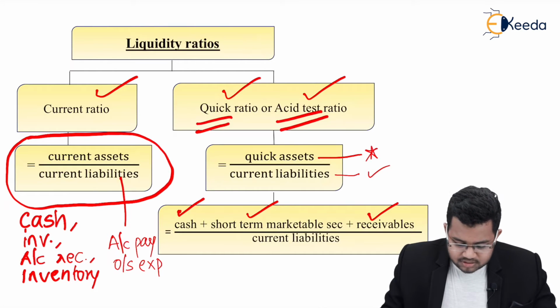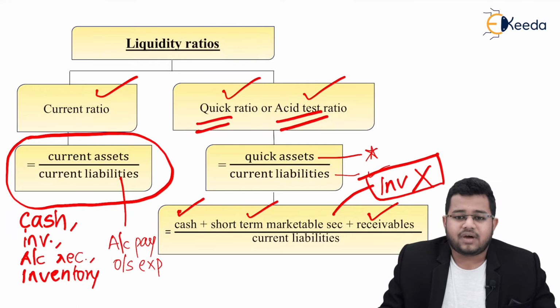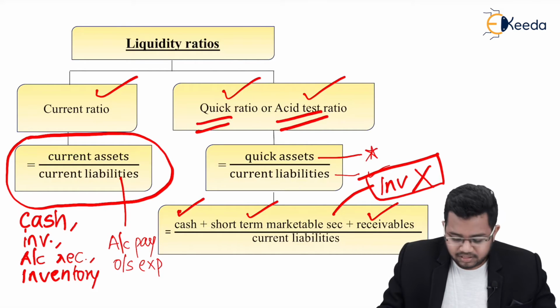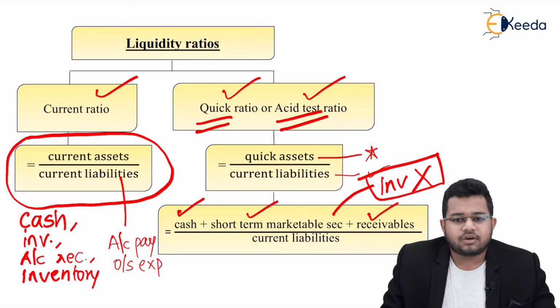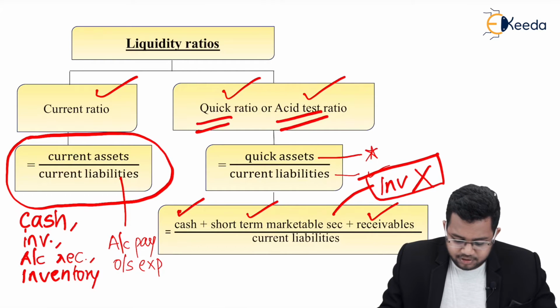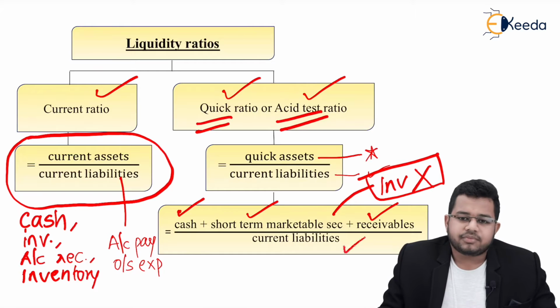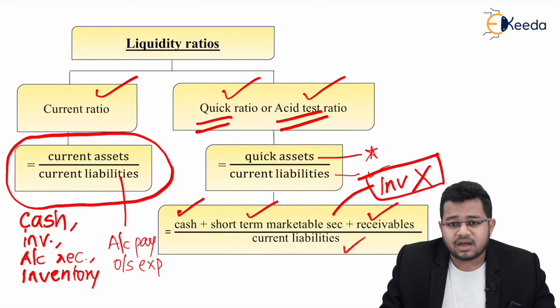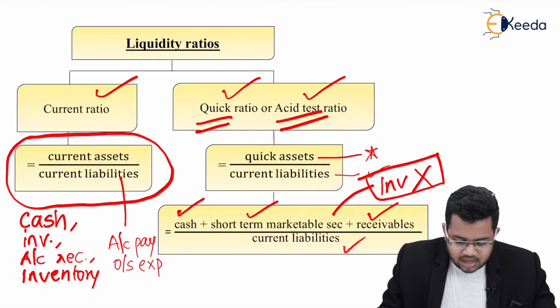Now if you've noticed, I have not considered inventory here. Inventory will not be a quick asset. Why is it so? Because it is doubtful whether it can be converted into cash quickly or not. It can be, but it is a bit slower than these three: cash, short term marketable securities and receivables. And you divide it by current liabilities again. So these are the two ratios. These are rather the first two ratios. There are three other ratios also. Now let's study the interpretation.